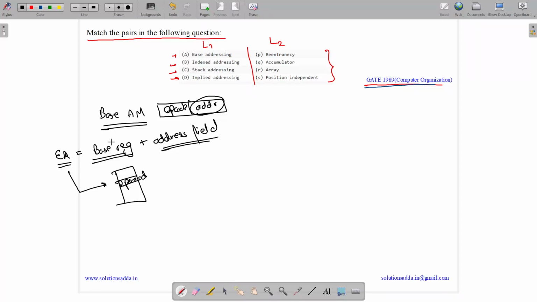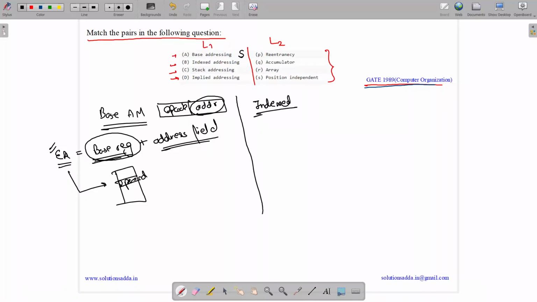Now, it is used for inter-segment transfer. Like suppose now we want to map to another location due to position independency. Then we can change the value of the base register and we can get the new effective address. Thus, A is mapped to position independency, as base addressing mode is used for position independency or inter-segment transfer. Now let us see indexed addressing mode.